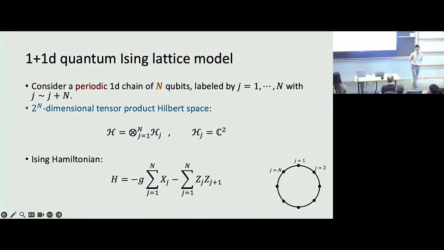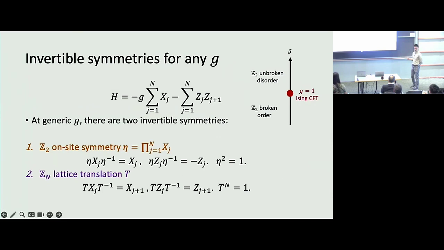And this is the Hilbert space, and the Hamiltonian I'm going to consider is the standard transverse field Ising Hamiltonian. So let me explain this a little bit. On every qubit, the local operators are the Pauli X operator and the Pauli Z operator. They obey the standard commutation relation of the Pauli algebra. Now, why do I choose this particular Hamiltonian? This is the simplest Hamiltonian that respects the symmetries that are of interest to me. So let's quickly go through that.